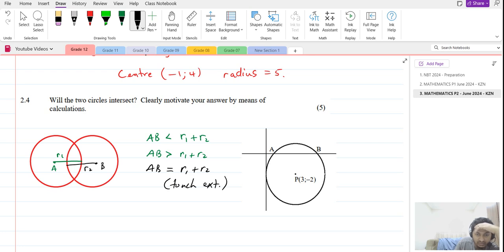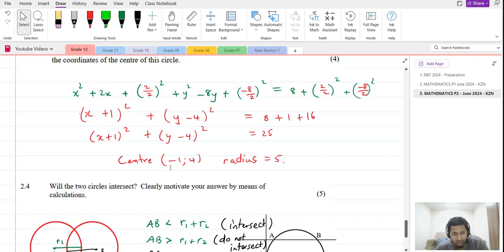So this will intersect, this will not intersect. Right, I don't want to get into too much technicality of this. There's also R1 minus R2 and stuff that you put on this side, but it's fine. For now, we'll work with this.